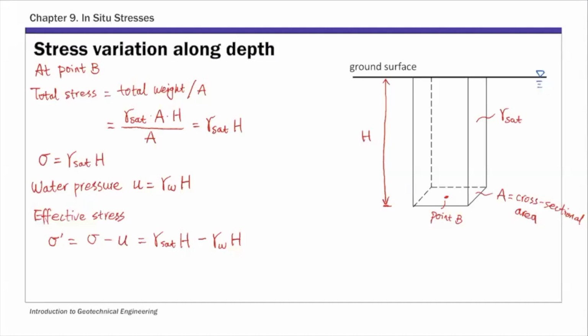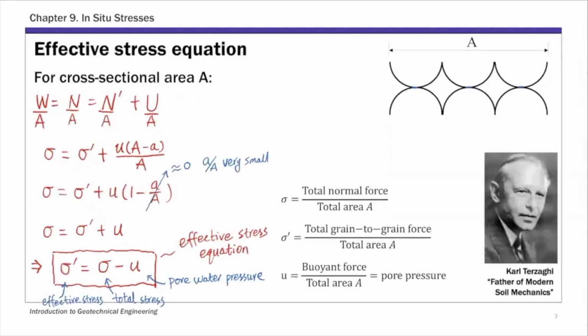Last Friday, I introduced this concept of effective stress and also the effective stress equation. If you look at this slide, this highlighted equation, sigma prime equals sigma minus u, is the effective stress equation. Effective stress is the difference between total stress and pore pressure. That's the equation we're going to use today to calculate stress along depth for a given soil profile.